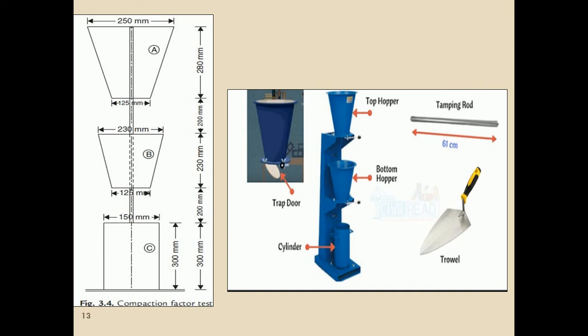And C is the cylinder, which has no trap door, because it is fixed to the base plate. Then you can use the tamping rod and the trowel. So these are the instruments that we use for the compaction factor test.